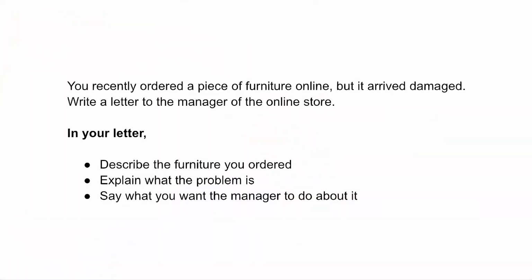So now let's begin with our question for today. You recently ordered a piece of furniture online, but it arrived damaged. Write a letter to the manager of the online store. In your letter, describe the furniture you ordered, explain what the problem is, say what you want the manager to do about it.